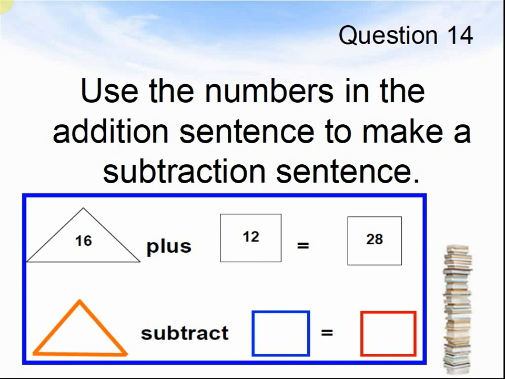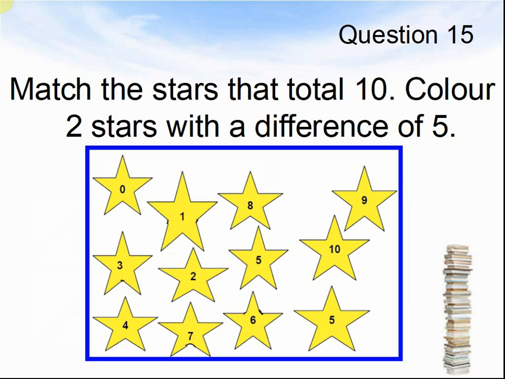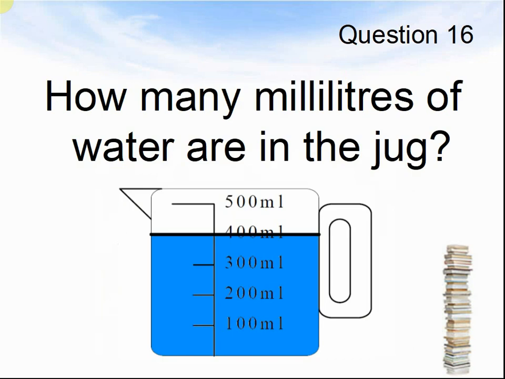Here comes question 15. Match the two stars that total 10. Colour two stars with a difference of 5. Pause the video until you are ready for question 16. Here comes question 16. Question 16. How many millilitres of water are in the jug? Pause the video until you are ready for question 17.